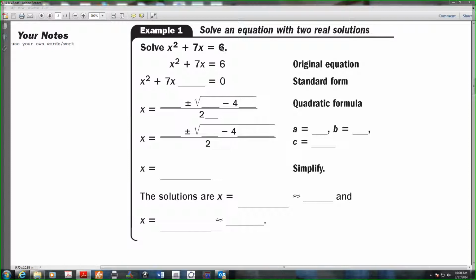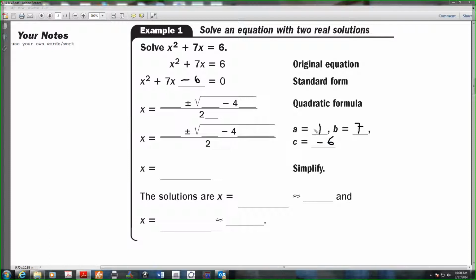So the first thing we have here is the equation x squared plus 7x equals 6. We need to have everything on one side of the equation, all equal to 0. So we subtract 6 from both sides, and what do we have here? It's minus 6. After I have that, all I have to do is identify the values of my coefficients a, b, and c. So I know that a is 1, b is 7, and c is negative 6.